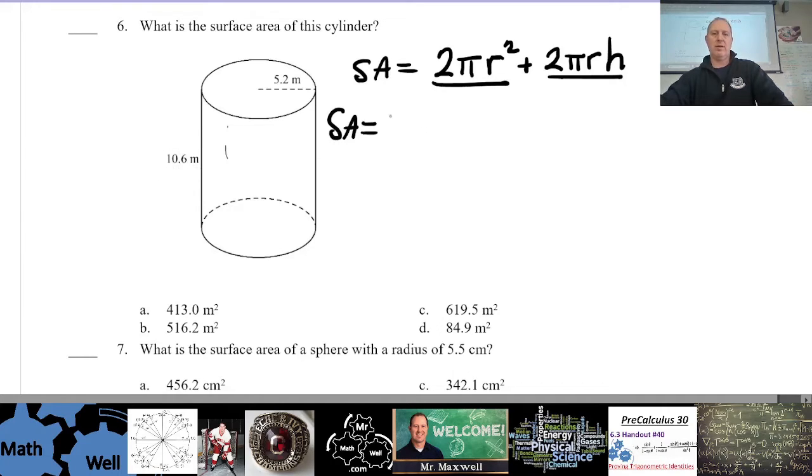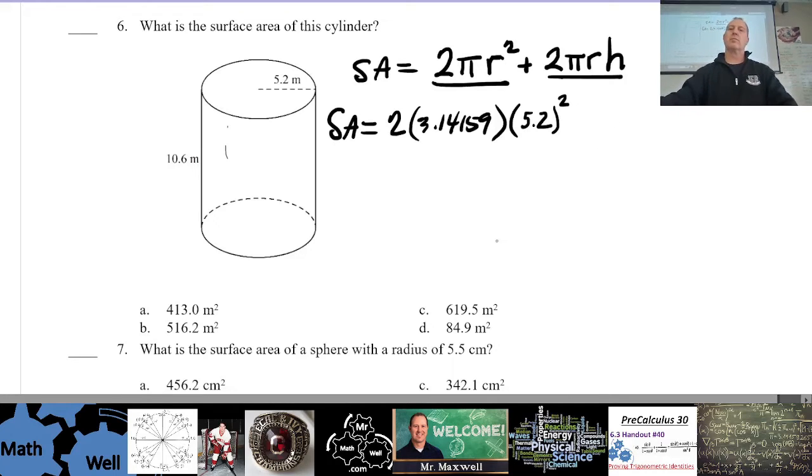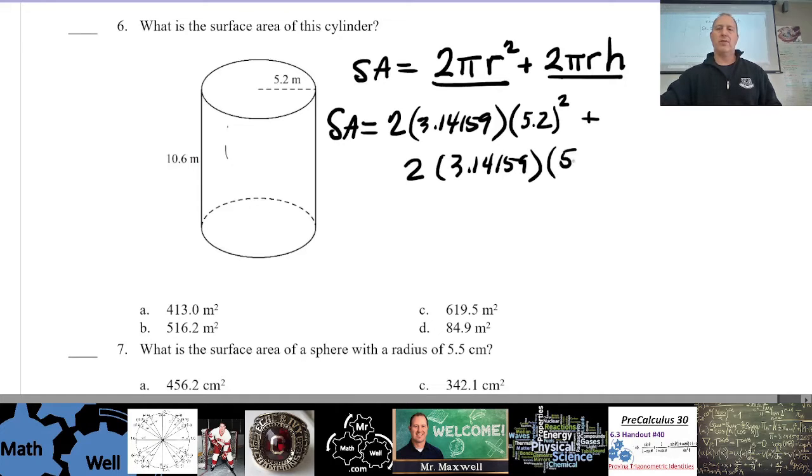So surface area is 2 times, now please use your pi button on your calculator. If you're not going to use your pi button, you have to use at least these 5 decimal places, okay, to make it accurate. But use the pi button on your calculator to make it really accurate. And then this is 5.2, and just the 5.2 is squared. Plus 2 times pi, so 3.14159, times r, which is 5.2, times h, which is 10.6.